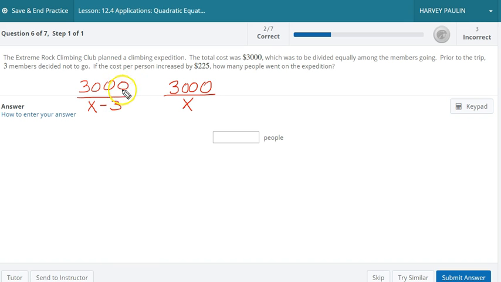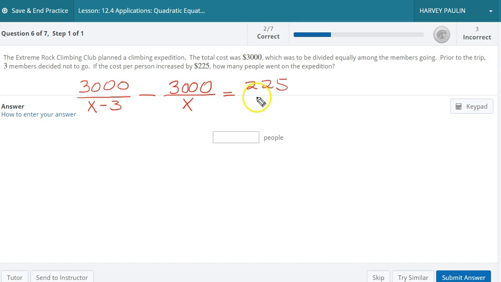So if we subtract this amount, this is the lesser amount, this is the greater amount, because now each person is paying more because our denominator here is smaller. The difference of these would be 225. So that's our basic equation.